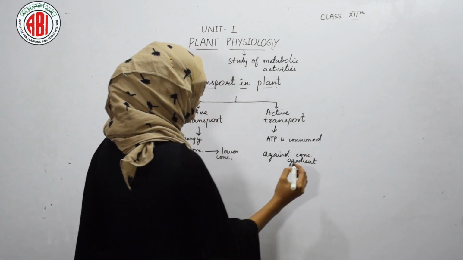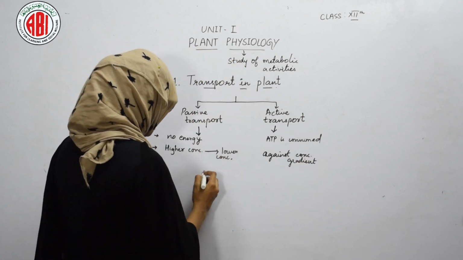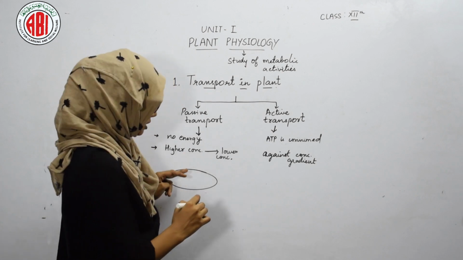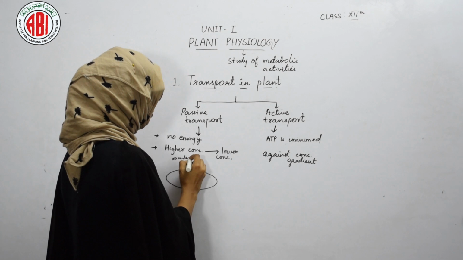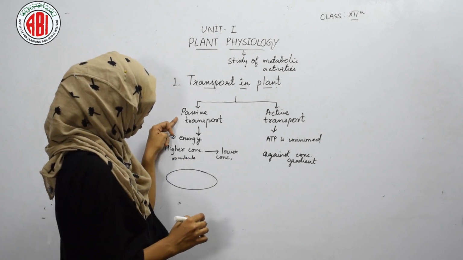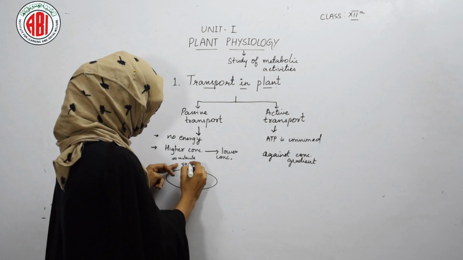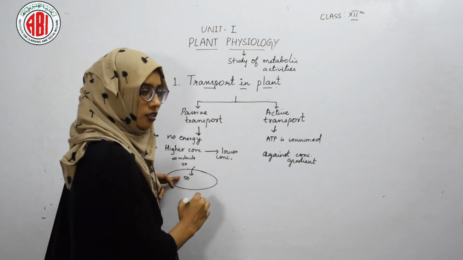Now to understand the definitions of passive transport and active transport, we can see one example. This is a cell, and 100 molecules are present which need to be transported inside the cell. So through passive transport, 50 molecules will be present outside of the cell and 50 molecules will enter the cell.